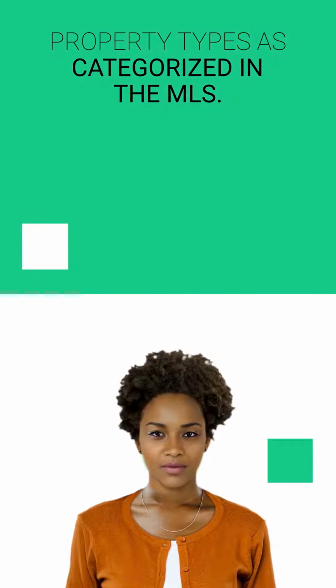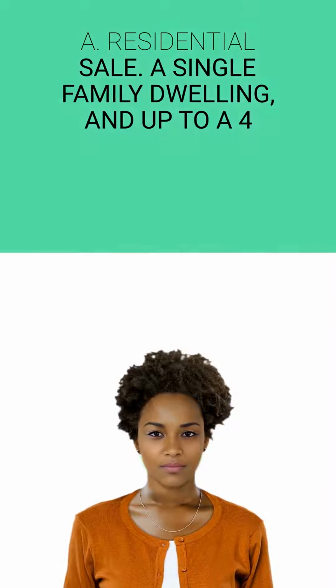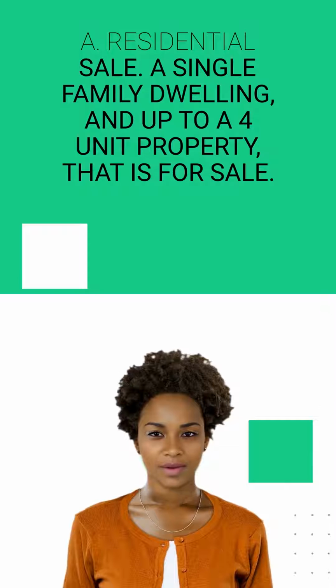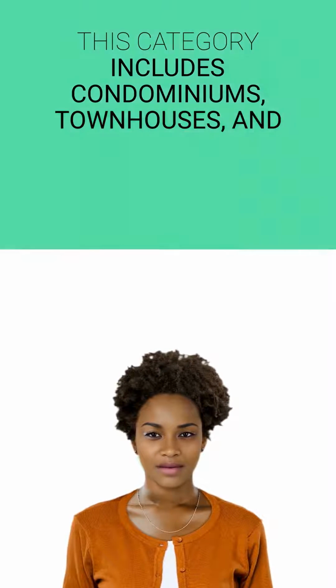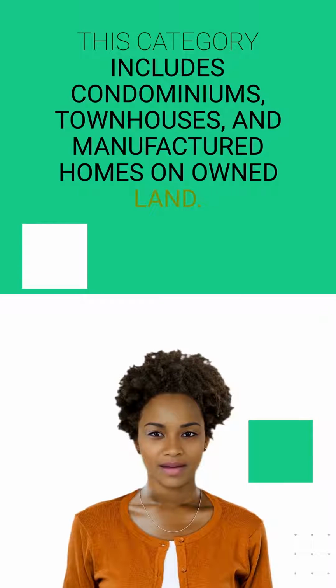Property types as categorized in the MLS. A. Residential sale. A single-family dwelling, and up to a 4-unit property, that is for sale. This category includes condominiums, townhouses, and manufactured homes on owned land.